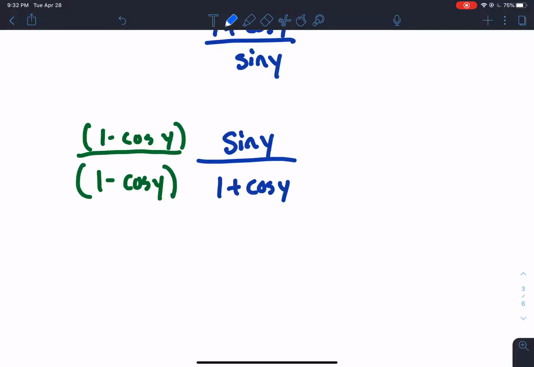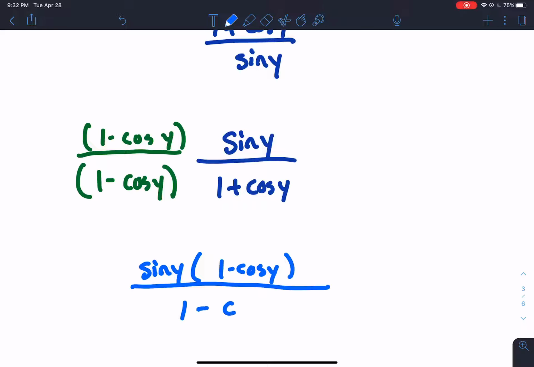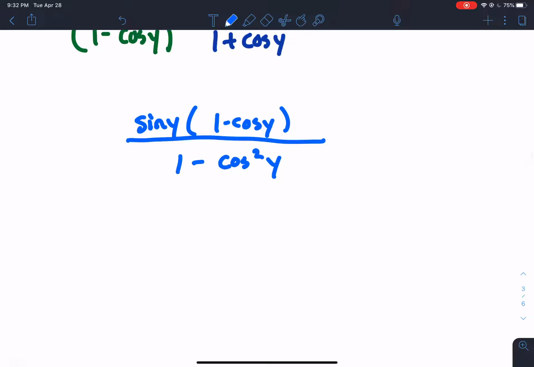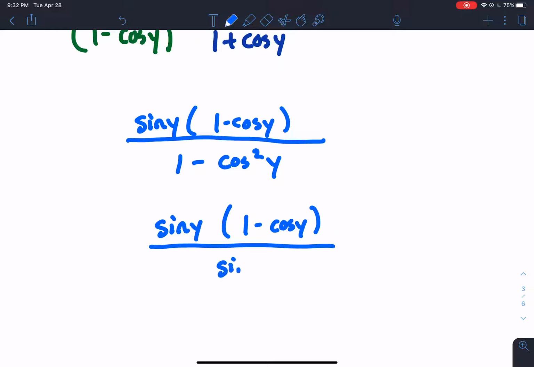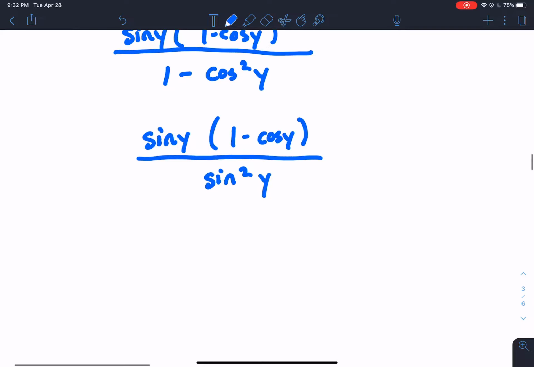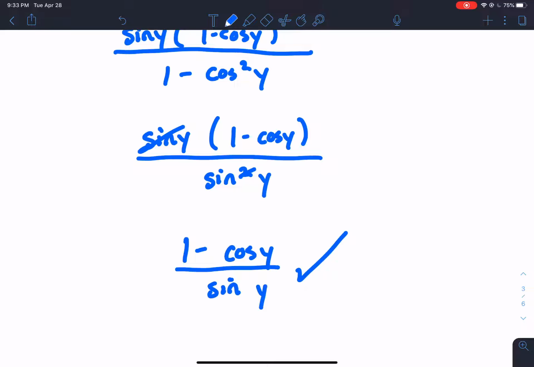Now if you do that, you're left with sine of y times 1 minus cosine divided by 1 minus cosine squared. Now what do you know 1 minus cosine squared becomes? Well, that's just sine squared. And then the sine of y in the top is going to cancel out one of them in the bottom. So then you got 1 minus cosine over sine, which is what you need.